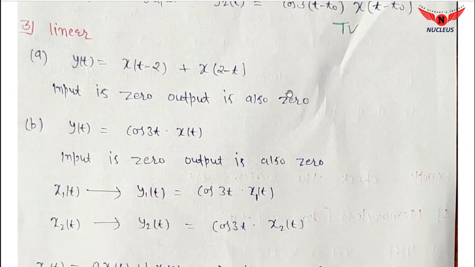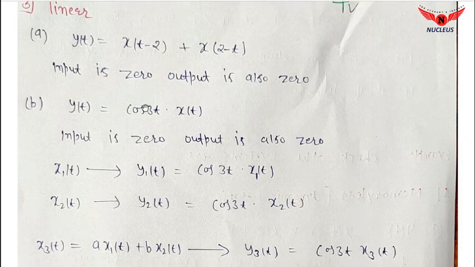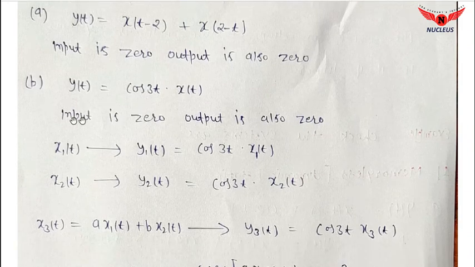Next we have to tell about the linearity of the system. So y(t) equal to x(t minus 2) plus x(2 minus t). When input is 0, output is also 0. The system is linear. Next example is y(t) equal to cos 3t dot x(t). When input is 0, the corresponding output is also 0, but this is not the essential condition. You have to prove with these two conditions.